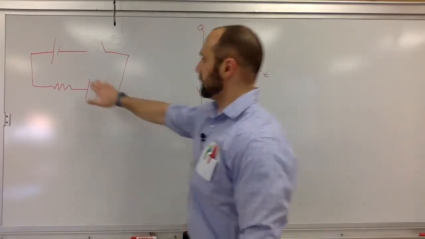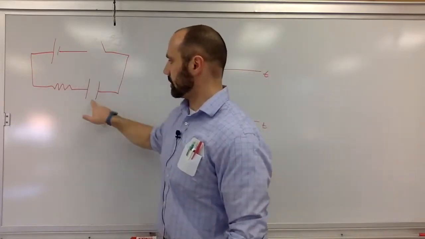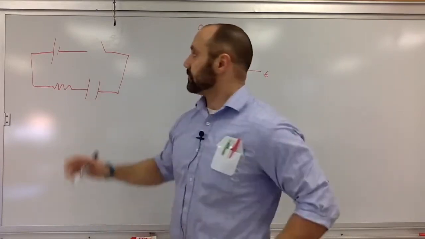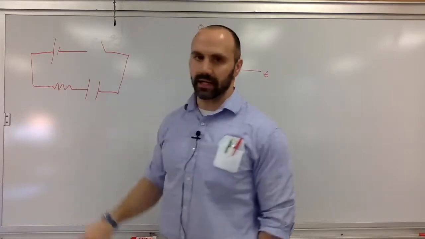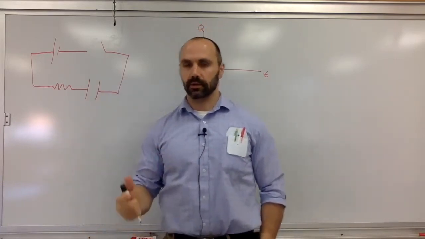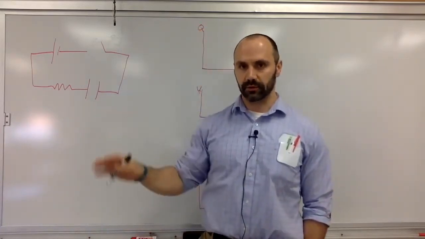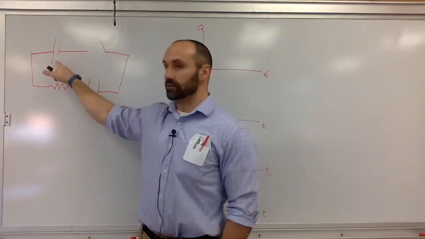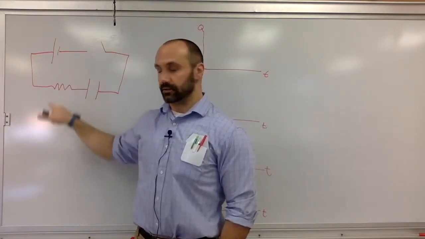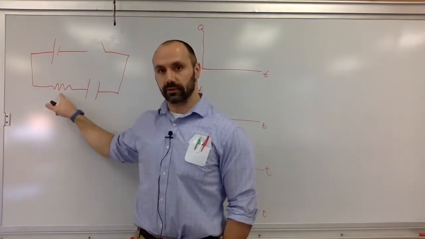So the idea here is we've got a battery, a resistor, and a capacitor in the same circuit. When we first close the switch, the capacitor acts like a wire. You can ignore the capacitor when you first close the switch. That means the current through here is just going to be the voltage on the battery divided by the resistor.